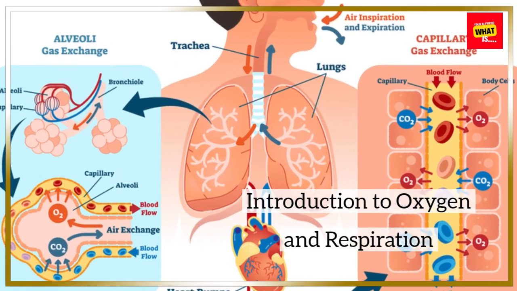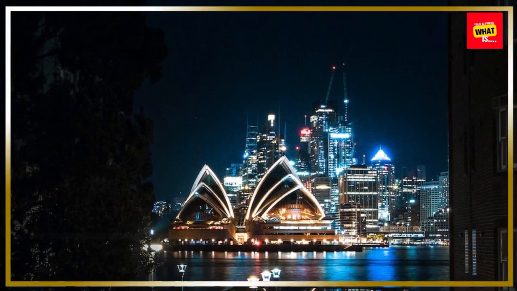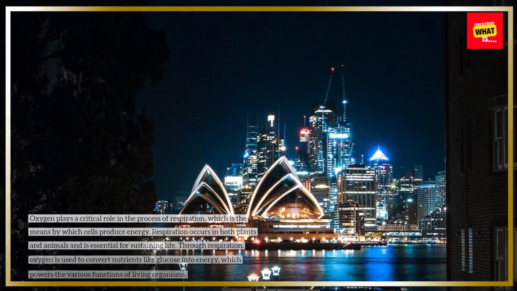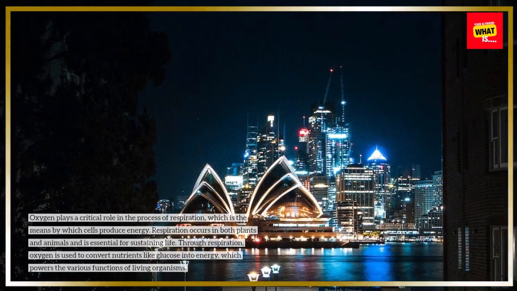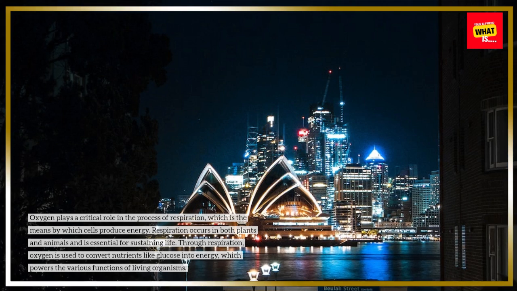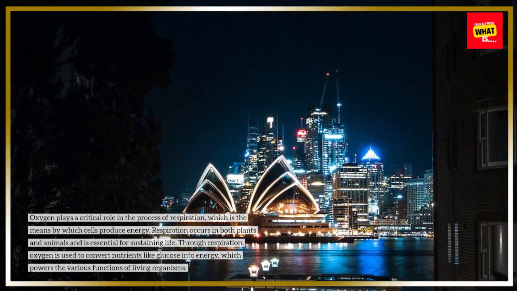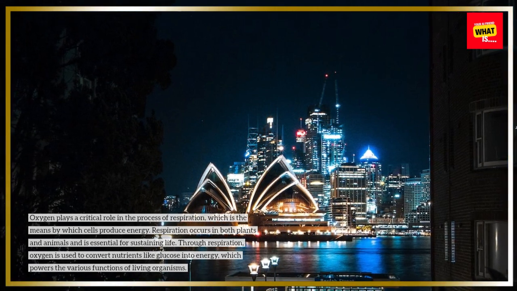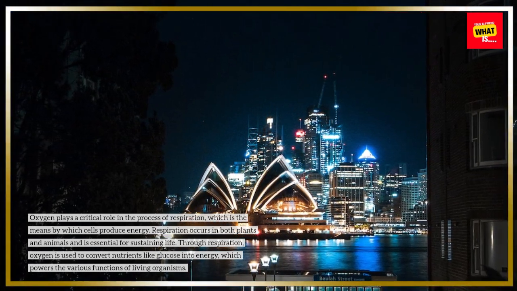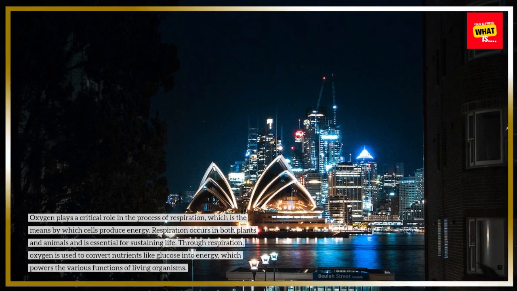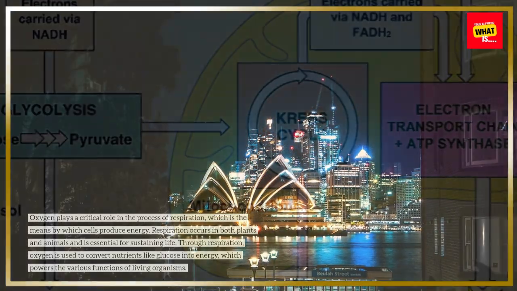Introduction to oxygen and respiration. Oxygen plays a critical role in the process of respiration, which is the means by which cells produce energy. Respiration occurs in both plants and animals and is essential for sustaining life. Through respiration, oxygen is used to convert nutrients like glucose into energy, which powers the various functions of living organisms.